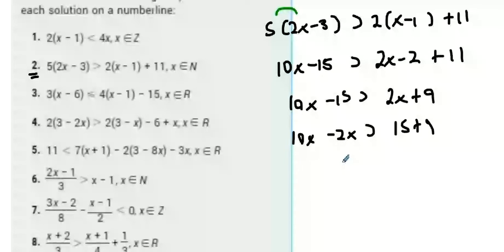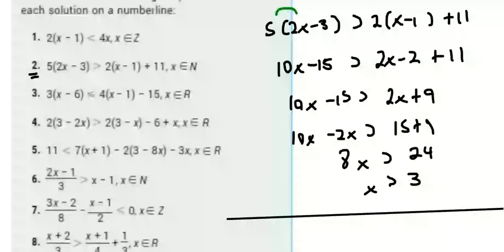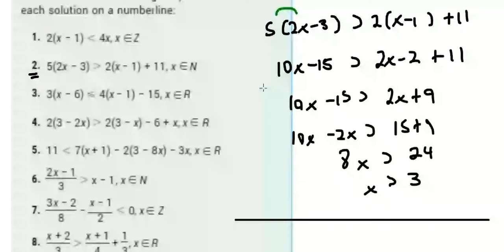And finally, I'm going to get 8x is bigger than 24. Divide both sides by 8. What do I get? x is bigger than 3. And finally, you're drawing this on the number line. So you have to make a note of what you're doing. You're doing x element of N. That means whole number is bigger than 3.